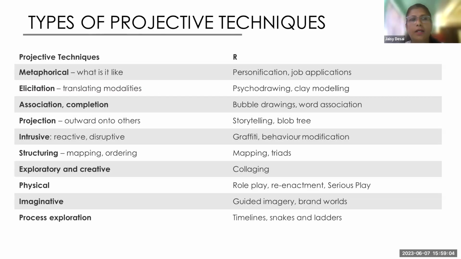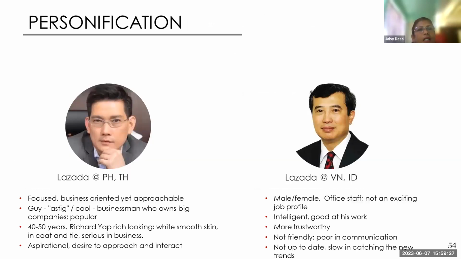So projective techniques include metaphorical, elicitation, and association. These are all the different techniques that we use, and the method is given on the right side: personification for metaphorical, psychodrawing for elicitation, and association. I'll take you through some of these in the coming slides, so it gives you a little more clarity. Personification, everyone uses it widely. So imagine Amazon as a person, or imagine Apple as a person.